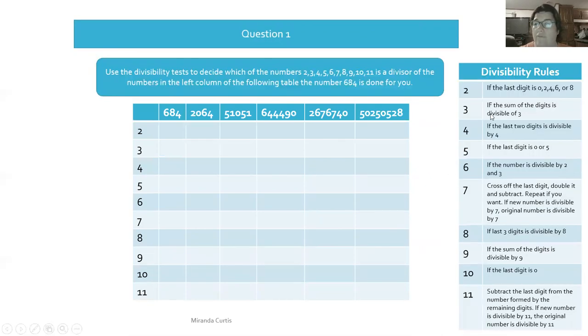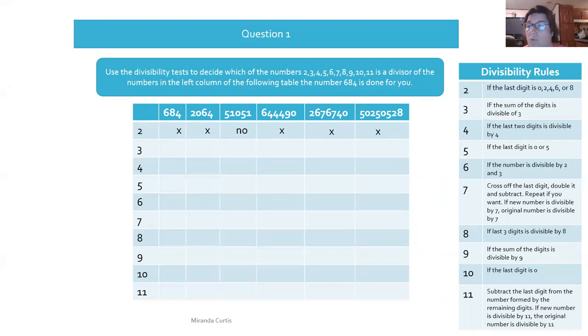Okay, I have to move my little screen, that way, if you're new to this part, you would know what the divisibility rules are, all the way 2 through 11. Okay, so they said that we already have 684. So it was already, it went in it. When it has an X, that means yes, and when it doesn't, it means no.